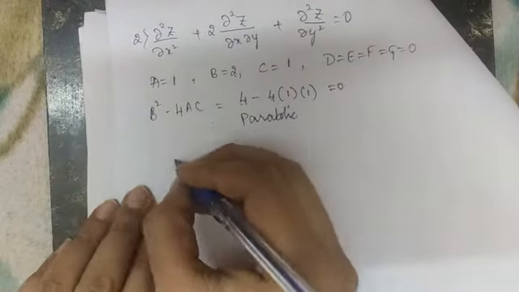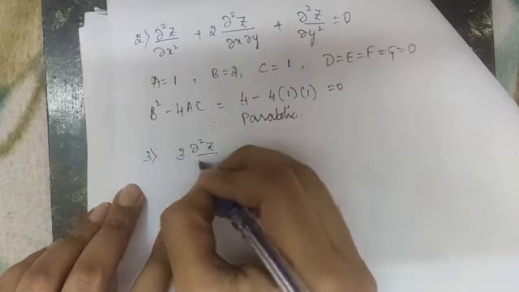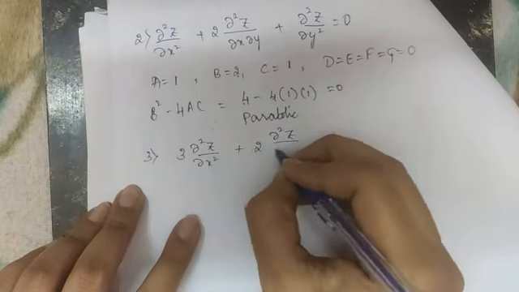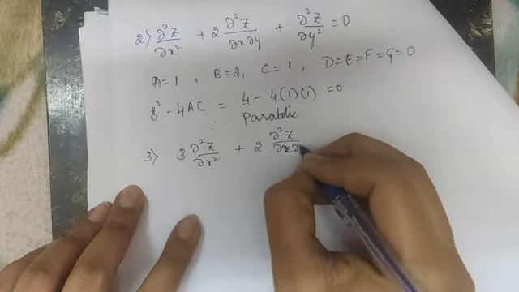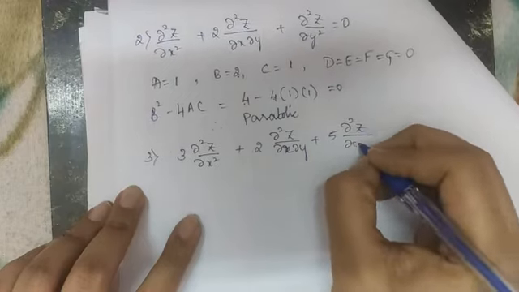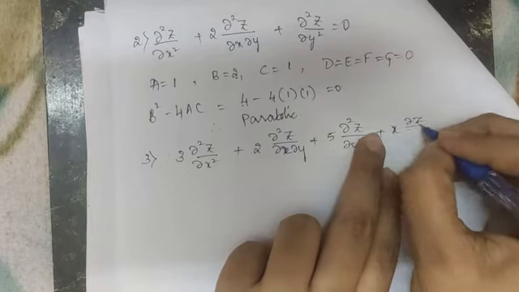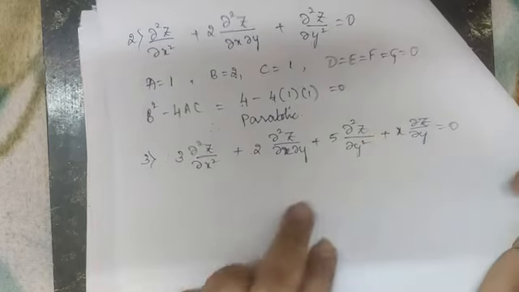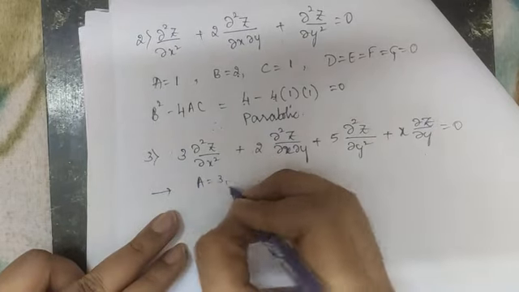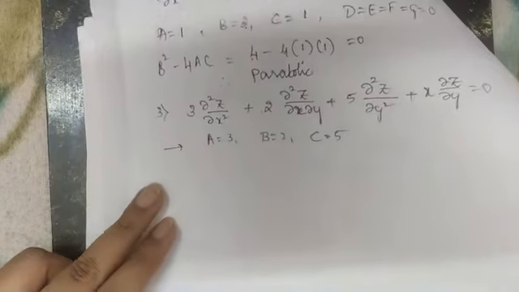Right. So let's consider one more example. 3 ∂²z/∂x² + 2 ∂²z/∂x∂y + 5 ∂²z/∂y² + x ∂z/∂y = 0. Again, the value of a is 3, b is 2 and c is 5.